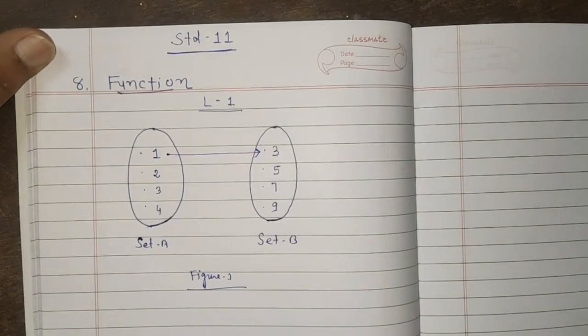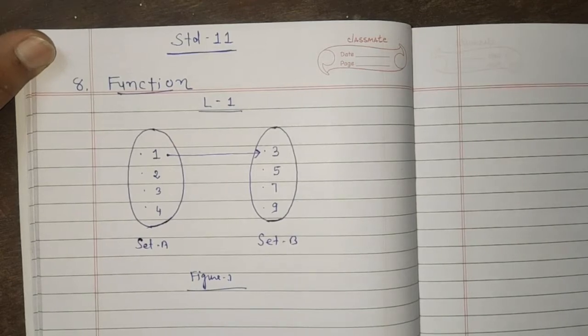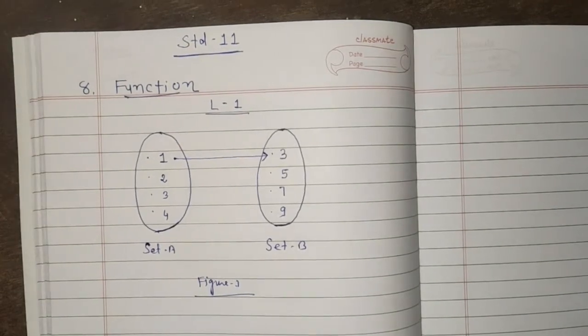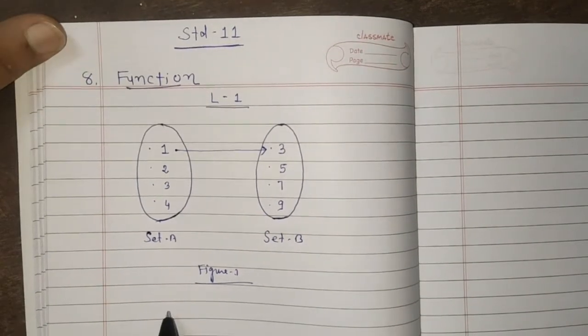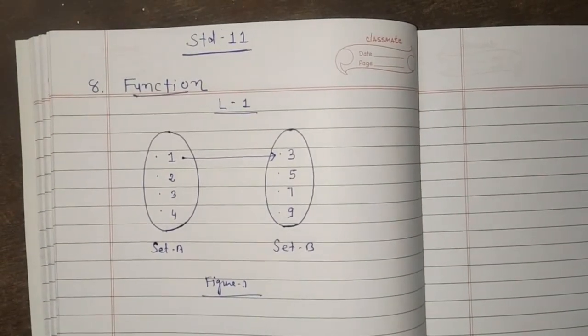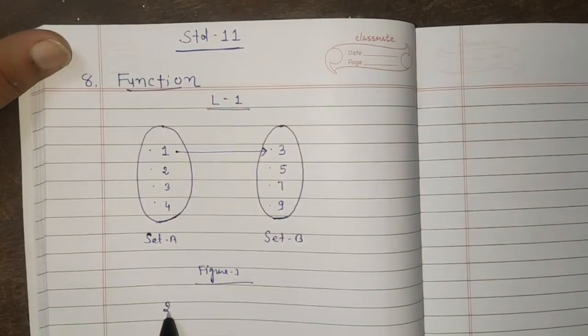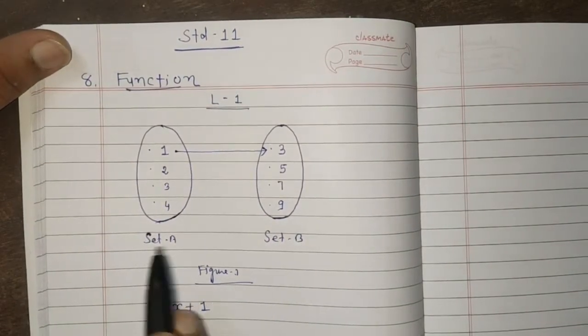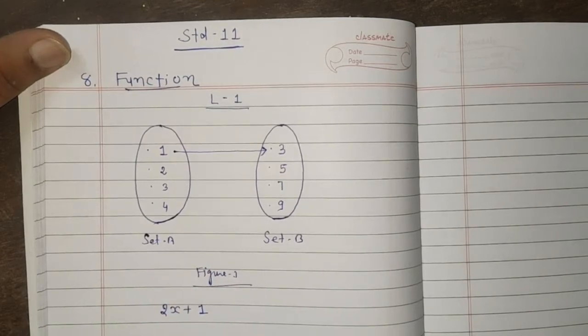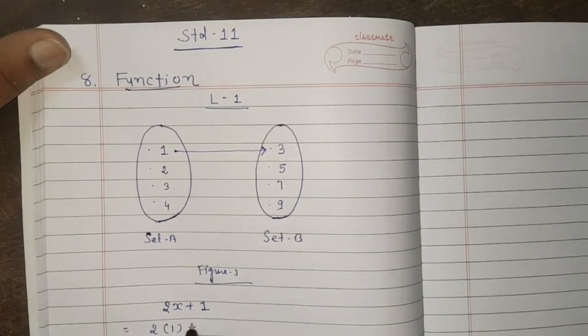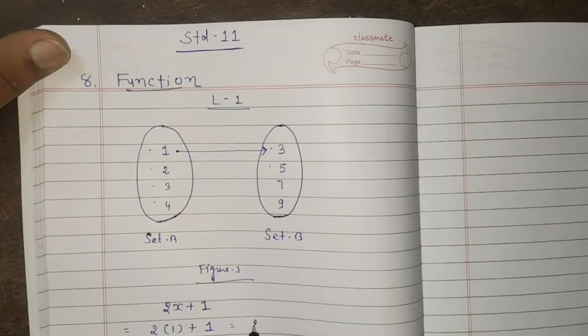And how we get the elements of set B is 2x plus 1. The relation between set A and set B is 2x plus 1. That means the element of set A is multiplied by 2 and then we add 1, and we get the element of set B. For example, see the first one: 2 into 1 plus 1, 2 ones are 2, plus 1 is equal to 3.